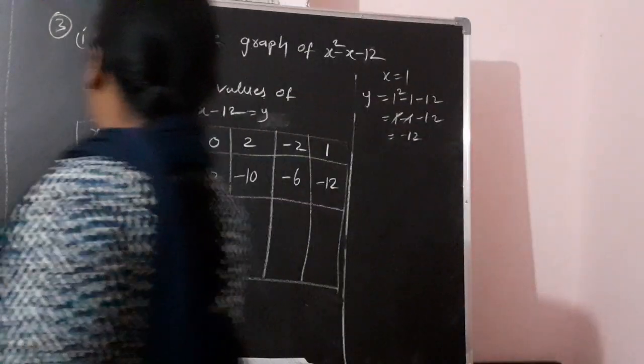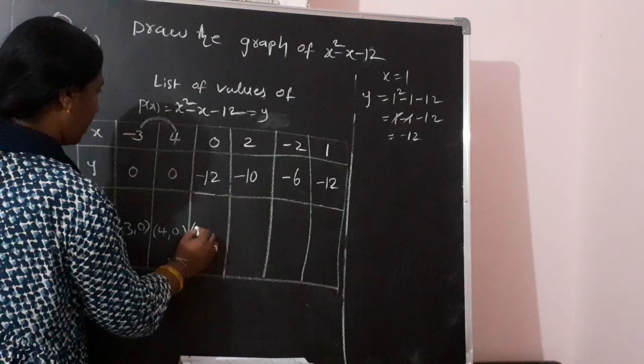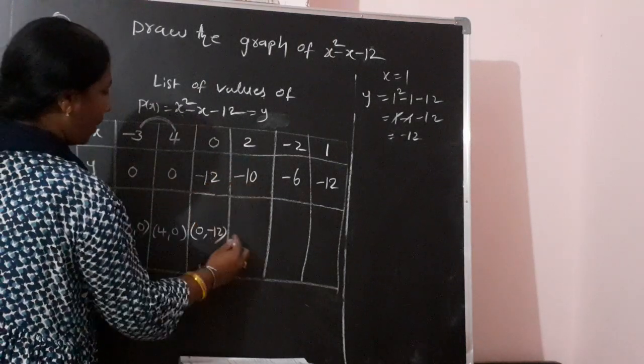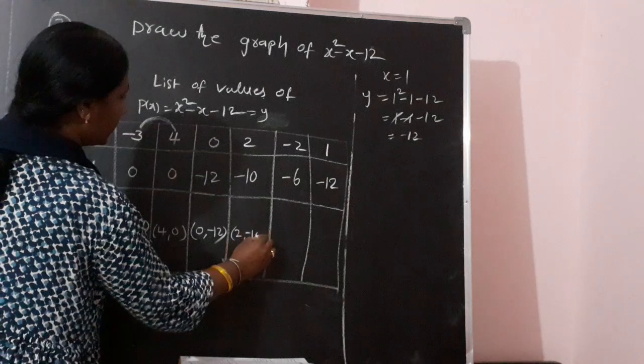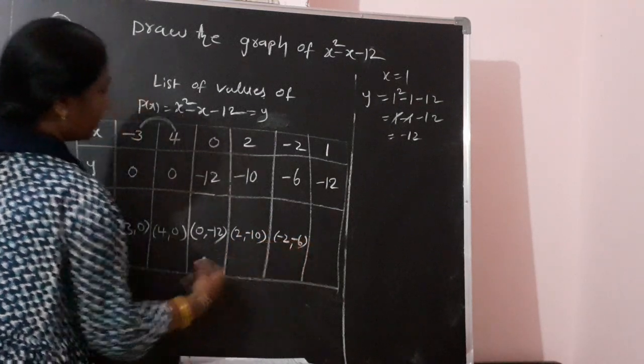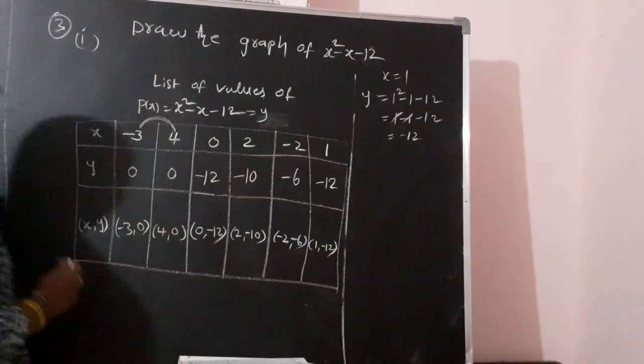Now let's write all the solutions. How can you write it? As x comma y. Now x is 0 comma minus 12, like this. Next 2 comma minus 10. Next minus 2 comma minus 6. Next 1 comma minus 12. Now let's draw the graph.